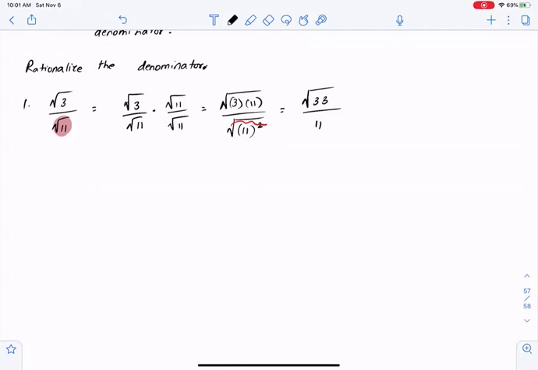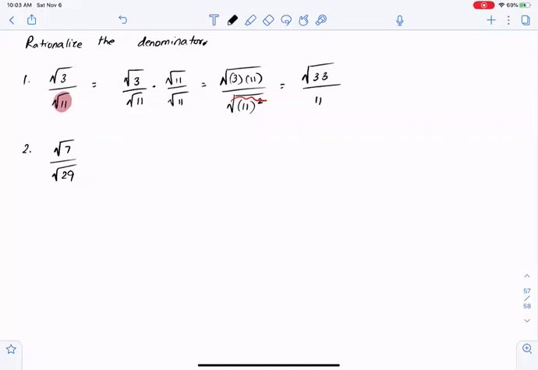And as I mentioned, even though we were able to get rid of the radical in the denominator, we ended up introducing one in the numerator, which is square root of 33. So it is not always possible to rationalize both the numerator and denominator simultaneously.